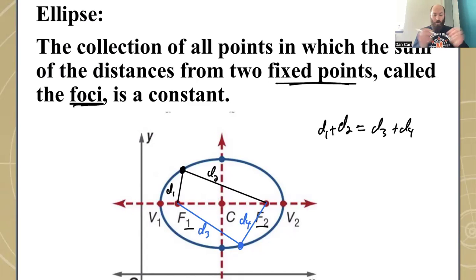And again, it doesn't matter where we go. If I pick this point, I'm looking at these two distances, or it doesn't matter where the point is on the ellipse. The distance to each foci added together will always be the same.